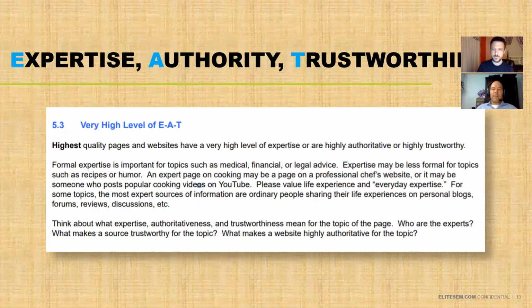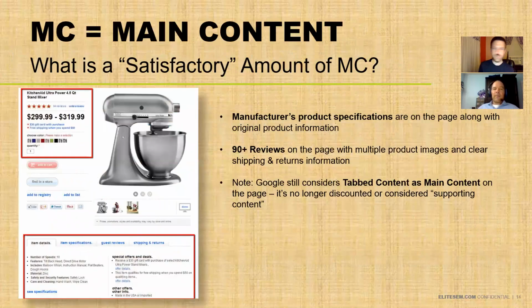Right on. Yeah. So, a satisfactory amount of main content. What's satisfactory? Fortunately, these are examples direct from Google. This page in and of itself, this KitchenAid Ultra Power 4.5 quart stand mixer, is direct from the Quality Rater guidelines.